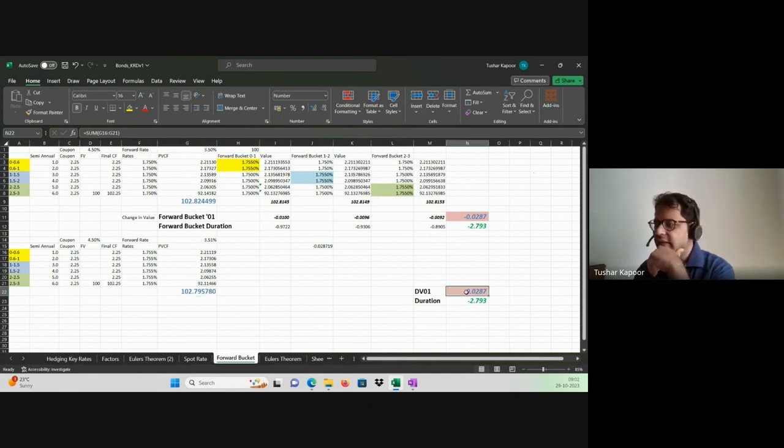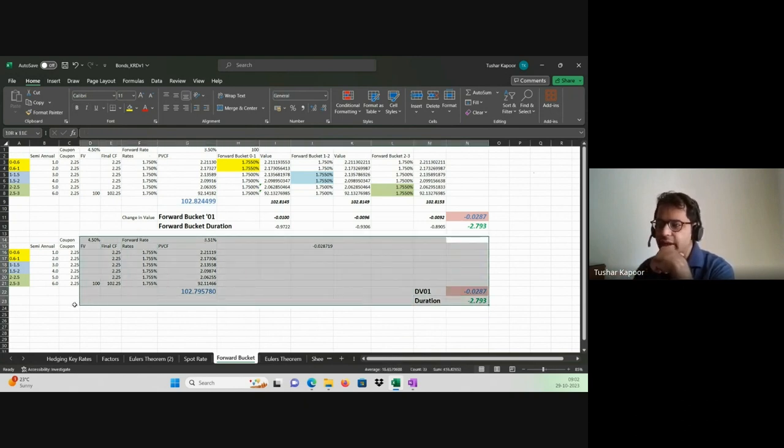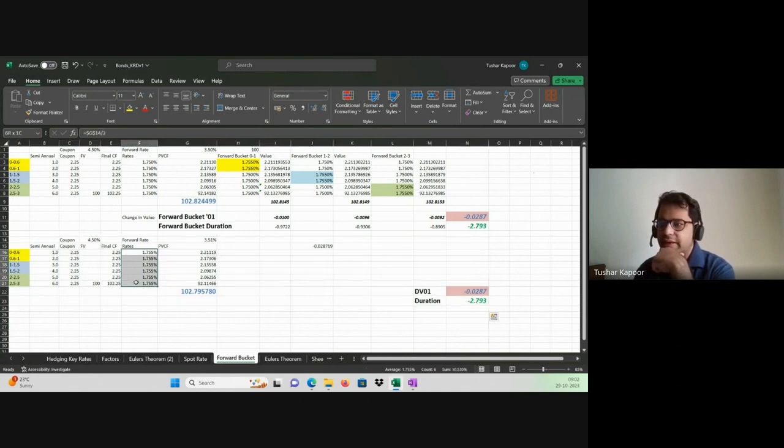If I do that, then I find out minus 0.0287 is a consistent number that I get for DV01. And for a duration I calculate out of this particular change is minus 2.793. So which makes it possible to say even if I have a parallel shift, this is reflecting what the parallel shift compared to this rate, what is this reflecting?